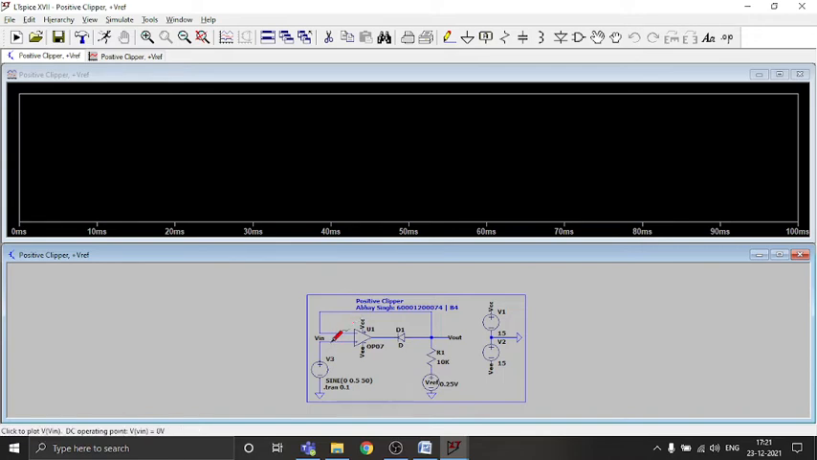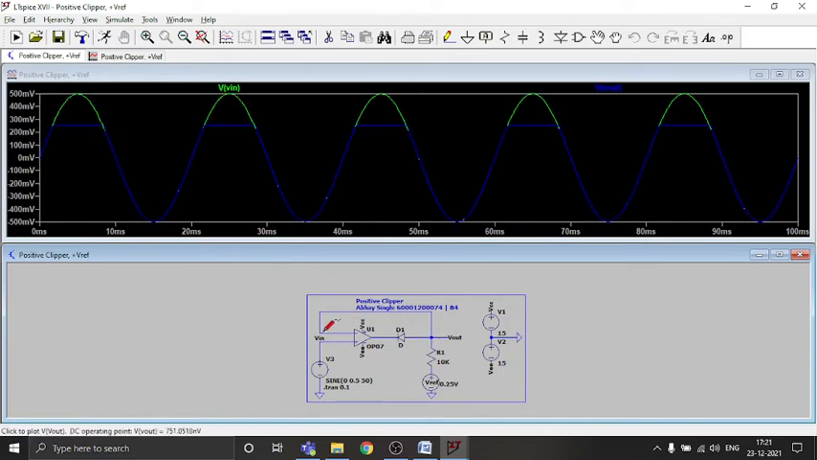I have taken my V in and V out. As you can see, the negative part is clipped. Sorry, it is a positive clipper, so its positive part is clipped. The input waveform is like this, and our output waveform is like this. This part is clipped by our clipper circuit. In all the cycles, you can see our positive half part is clipped and the rest is okay. So this is about the positive clipper with positive V reference.